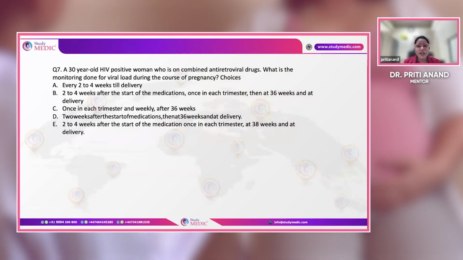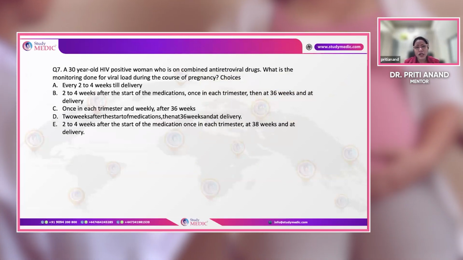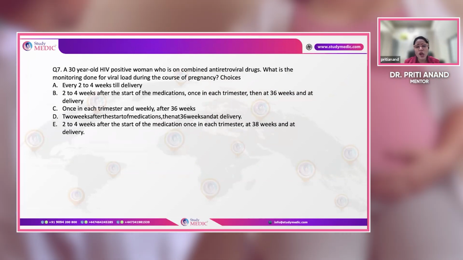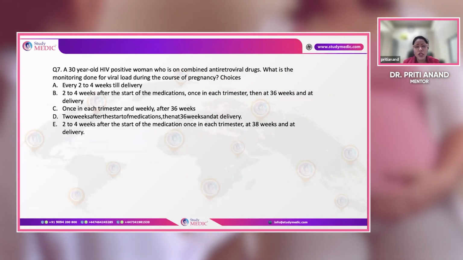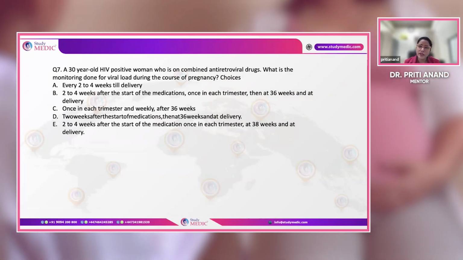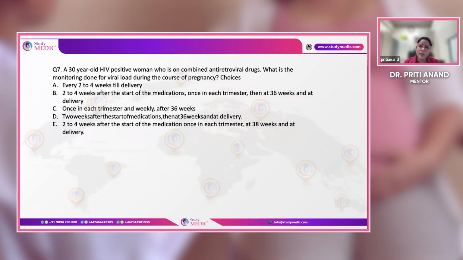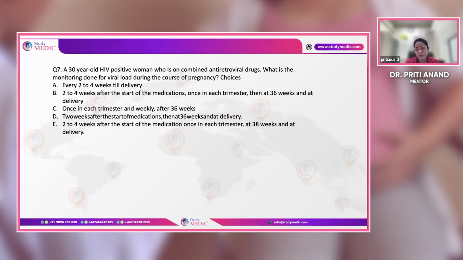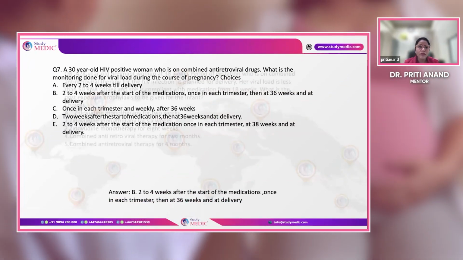A patient with HIV, an HIV positive woman, has been started on antiretroviral drugs, and she wants to know how viral load monitoring will be done during the course of pregnancy. Once you start antiretroviral therapy, the first viral load check is done 2 to 4 weeks after starting treatment, then once in each trimester, then at 36 weeks, then at delivery.